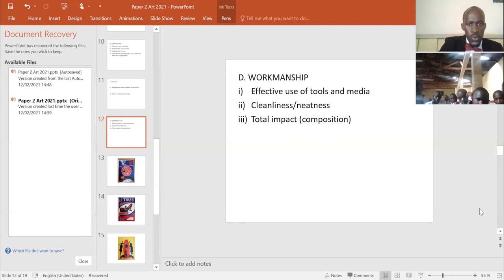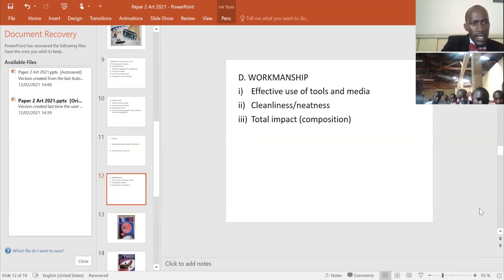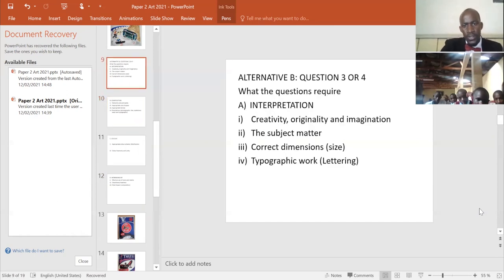Before I present to you the samples of the graphic design work, I would wish to take you back to the composition, the interpretation. Point number 4, typographic work, that is lettering. You should take note that when creating graphic design work, your letters must be legible, meaning we can clearly see that a letter L is a letter L and not I.